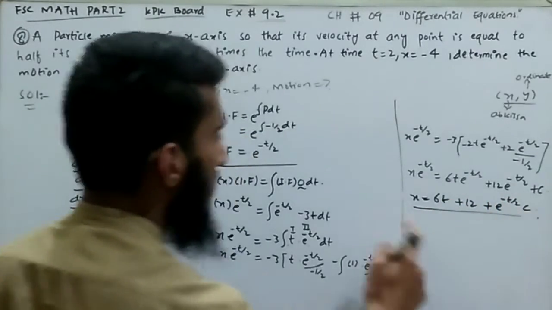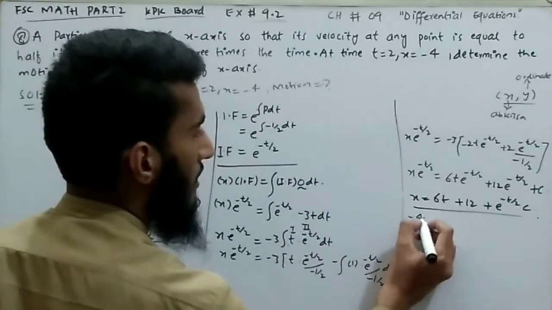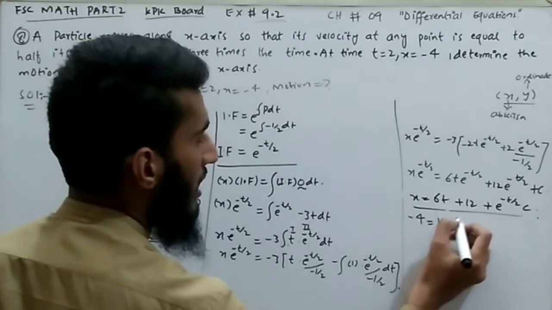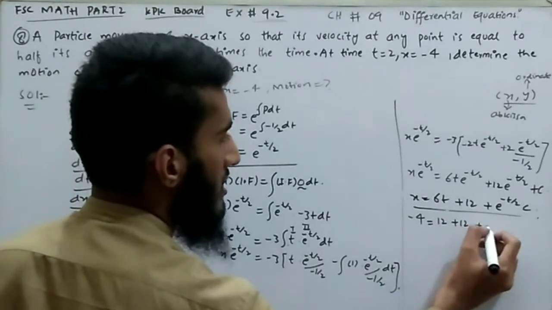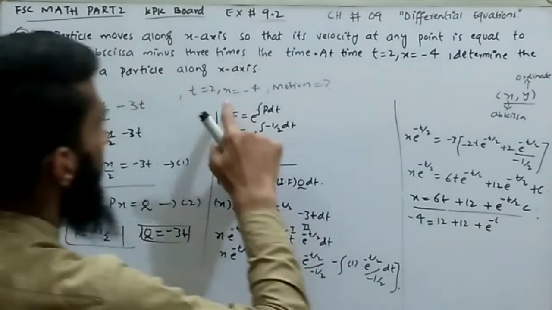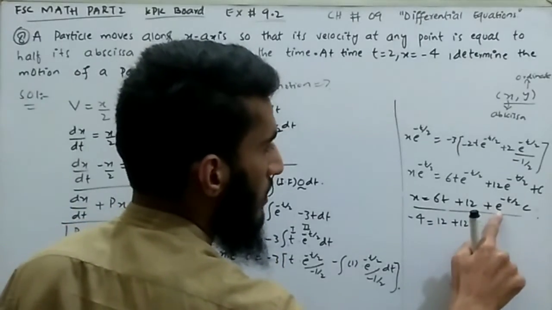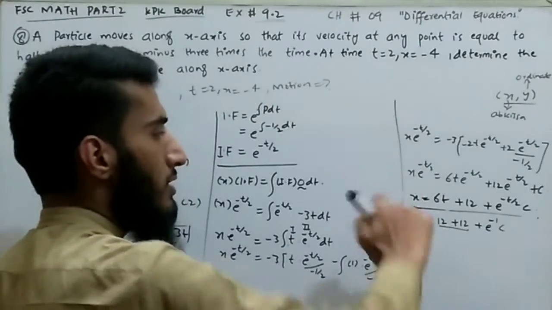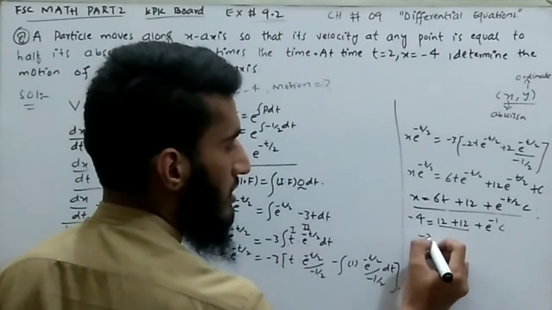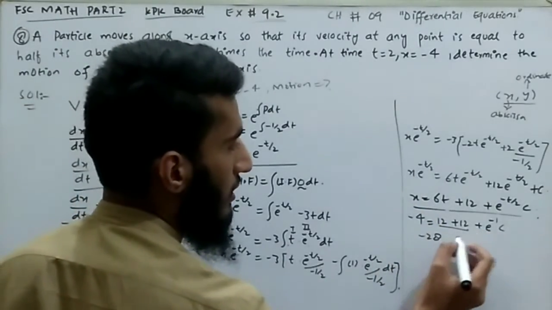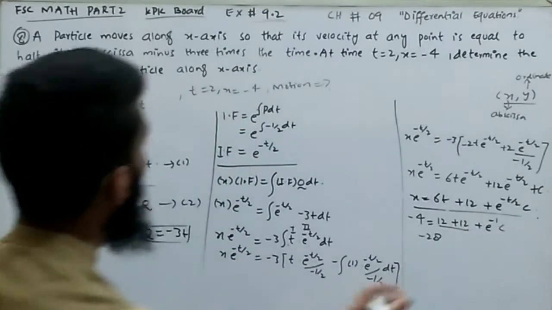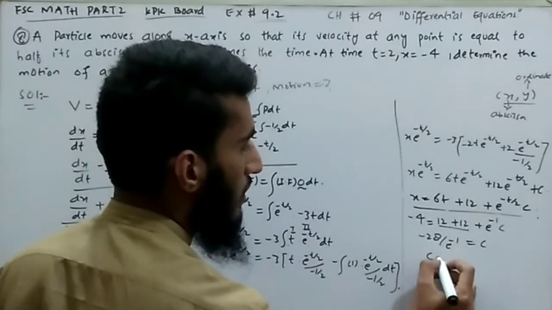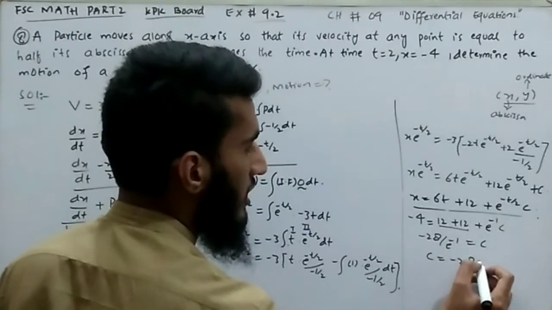Now this is easy. Putting the values, x is minus 4, so minus 4 is equal to 6 into t, t is 2. So 6 into 2 gives us 12, and plus 12, and plus e power minus t by 2, t is actually 2. So 2 by 2 will give us 1, e power negative 1 into c. So it becomes 24. By shifting to this side, it becomes minus 4 minus 24 gives us minus 28, and divide with e power negative 1. So the required value of c is minus 28e.